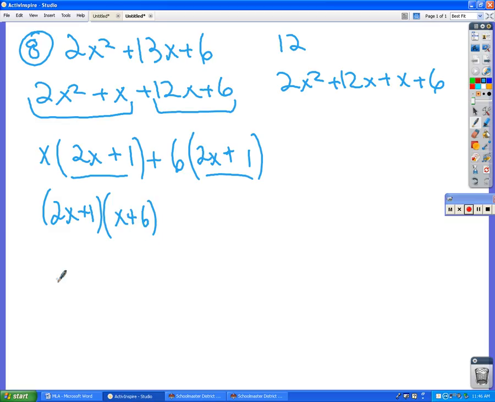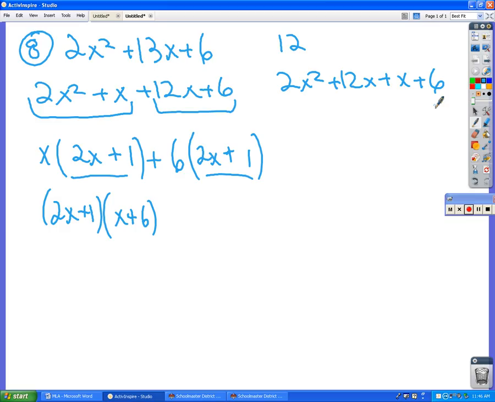Doesn't matter if you write this as 2x plus 1 times x plus 6 or if you write it as x plus 6 times 2x plus 1. Allie? You want me to do it a different way? I did the 12 with the 2, instead of having the x with the 2. But you ended up with the same answer. Okay, well, let me show you what you should have done then over here.